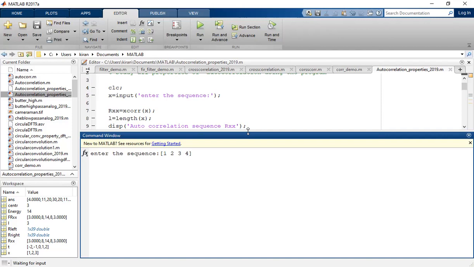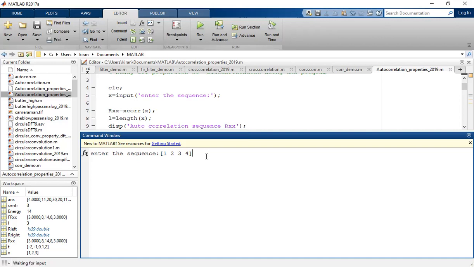Energy of the sequence is 4 square plus 3 square plus 2 square plus 1 square. That is 16 plus 9 plus 4 plus 1. How much is that? 16 plus 9 is 25, plus 1 is 26, plus 4 is 30. Okay, let us see this thing. So the sum of squares is your energy.